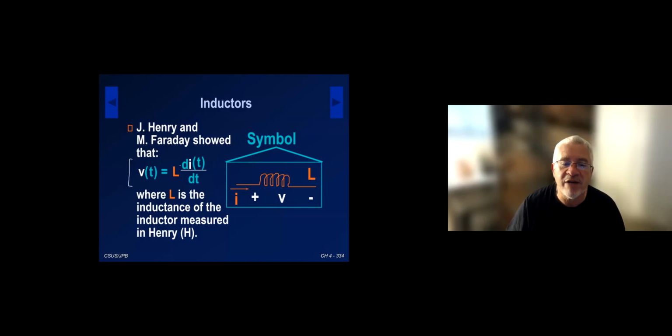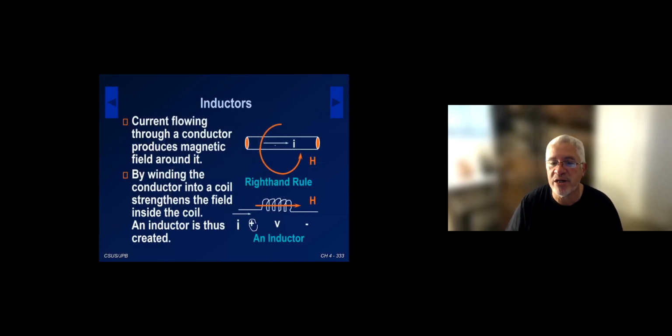What happens when everything is constant? When everything is constant, the derivative of the current is zero. So the voltage is zero. Which makes sense if you look at how the inductor is constructed. The inductor is essentially a wire that wraps around as a coil. So clearly, if there is no change in time, it behaves like it's just a wire.